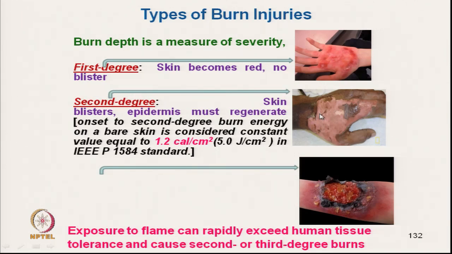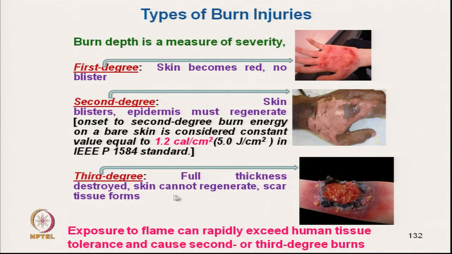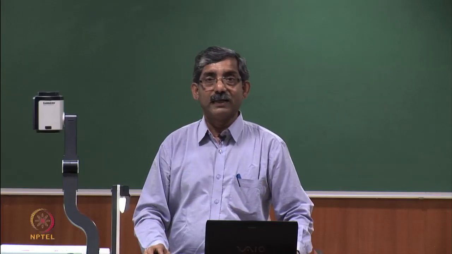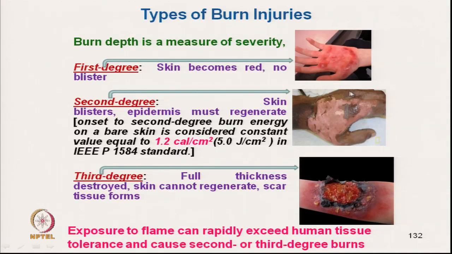We can predict, and beyond the second degree burn is called third degree burn, where the full thickness of the skin is destroyed and skin cannot be regenerated. Scar formation is there. So, that situation should not be reached. Before that we should be able to come out from the fire condition, and the time required for second degree burn is extremely important, and that is measured by different instruments. So, that is the measurement technique.